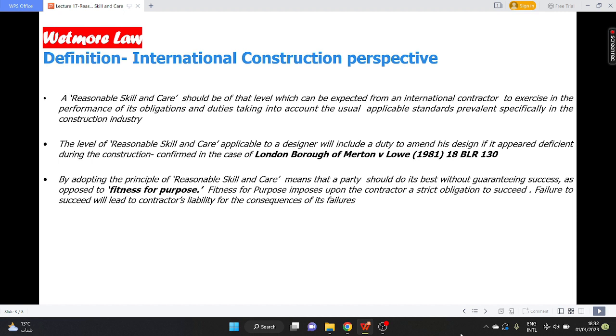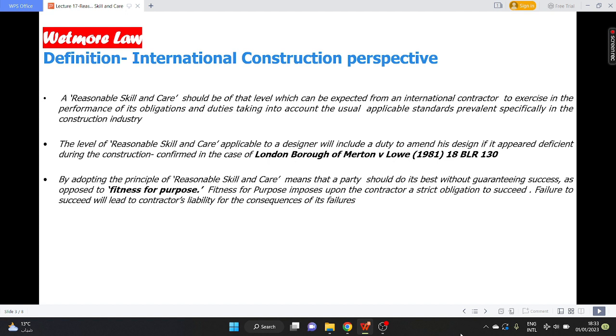Definition: international construction perspective. A reasonable skill and care should be of that level which can be expected from an international contractor to exercise in the performance of its obligations and duties, taking into account the usual applicable standards prevalent specifically in the construction industry. The level of reasonable skill and care applicable to a designer will include a duty to amend his design if it appeared deficient during the construction. This was confirmed in the case of London Borough of Merton versus Lowe.